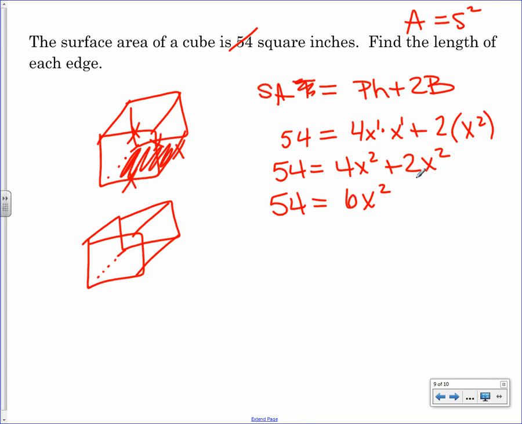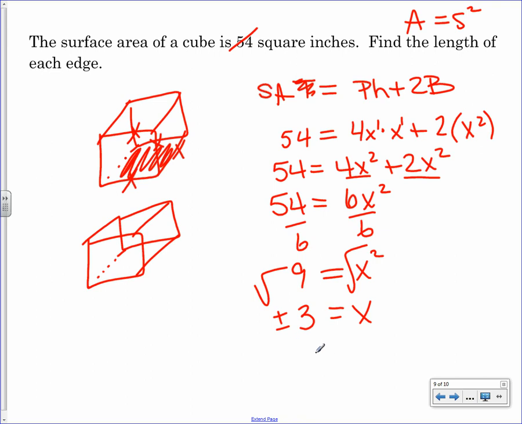4 plus 2. They're like terms. They're both X squared, so there's 6 of them. Okay. How do I get X squared alone? Divide by 6. What's 54 divided by 6? 9. Now what? Square root. When you square root both sides of an equal sign, technically I should say plus or minus 3, technically. But that doesn't make sense. I can't have a negative 3 side. That doesn't make sense, right? So it's just 3 inches.